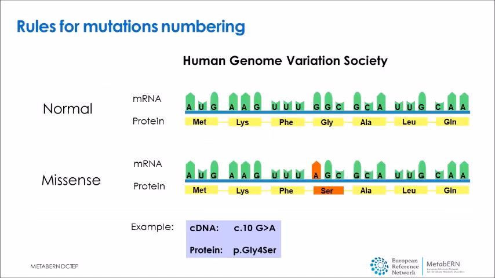Rules for numbering mutations are edited by the Human Genome Variation Society. In this example, at the level of the cDNA, the mutated nucleotide is on position 10, where a G is replaced by an A with a consequence of a change of amino acid. At the level of the protein, the annotated glycine is replaced by a serine on position 4.